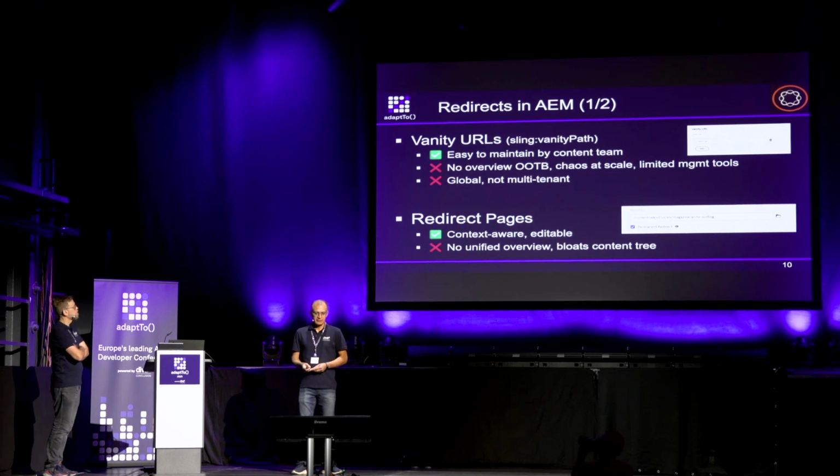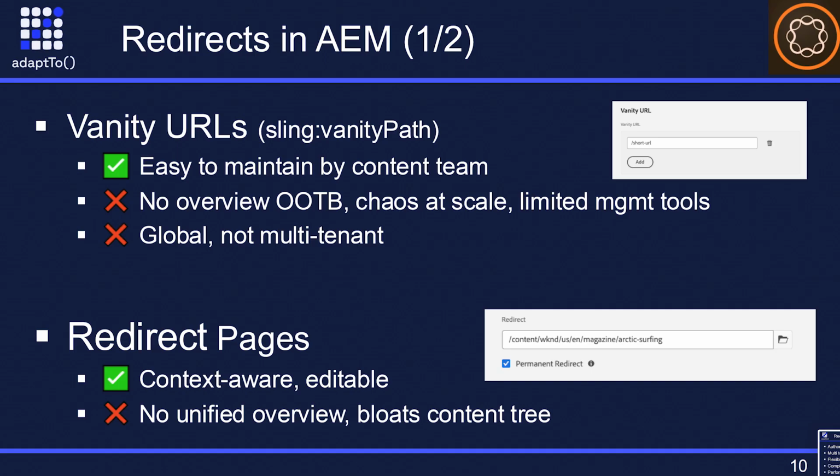Most of you may be familiar with vanity URLs. This was one of the earlier concepts in AEM. It's based on generating string mappings for each vanity URL. It's fairly easy to use because it's integrated in the page properties, but it comes with some costs. It's conceived for use as a few entry points, but not for massive use for your redirects. The big disadvantage is there is no out-of-the-box overview tool.